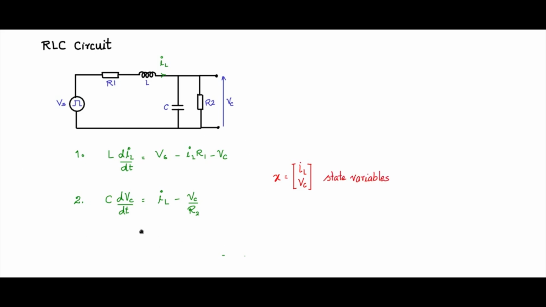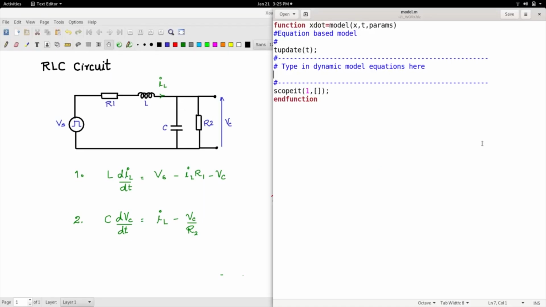So using this equation, we should now be able to simulate this representative RLC circuit in equation form using the Octave simulation package that we just installed. So let us try doing that. Now open the model.m template file, and in the space provided for typing in the dynamic equations, we shall type in the dynamic equations of the RLC circuit that we just now derived.